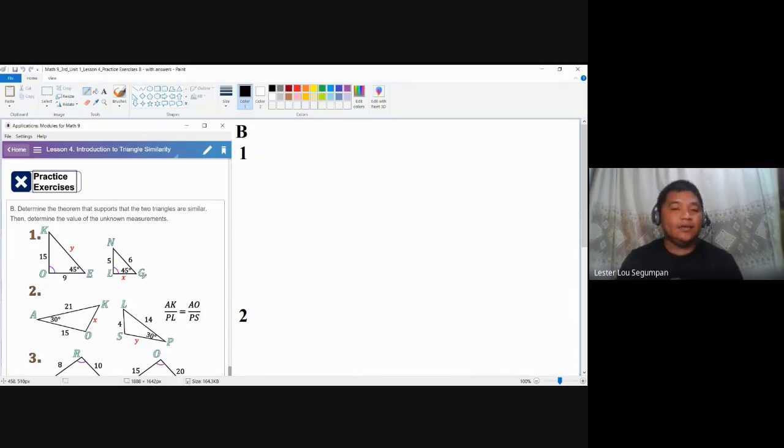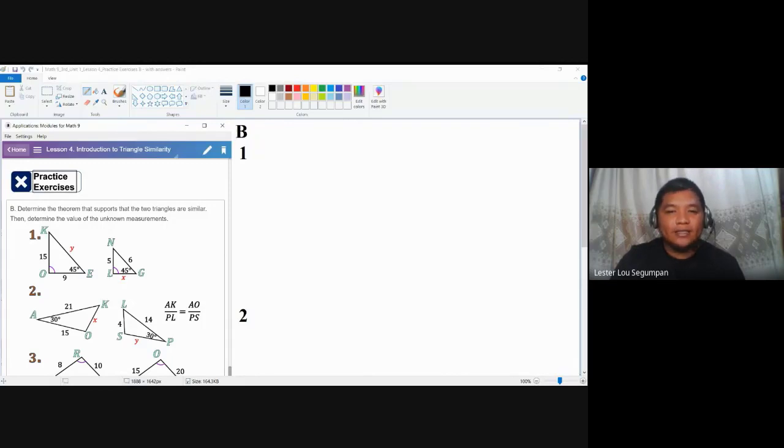If we don't have those, then definitely we cannot use the proportionality of sides. Let's continue. Now, to determine the theorem here, look at the angles of the triangles. In triangle O of the first triangle, we have one arc. In the second triangle, triangle L, we also have one arc. That would mean that these two angles are congruent because of the same notation. If they are congruent, then they are also corresponding angles. So we already have A.